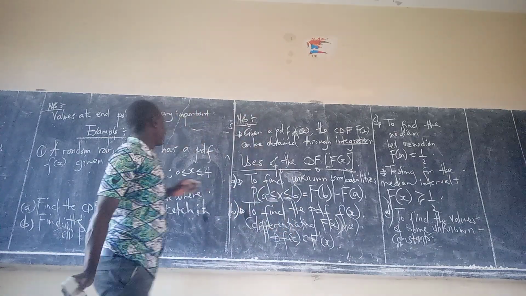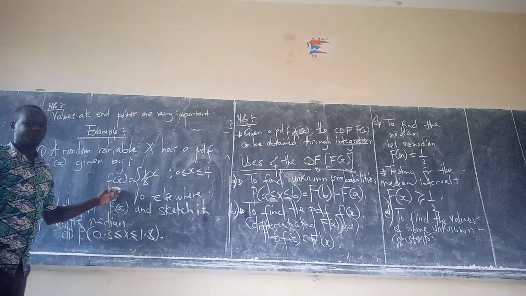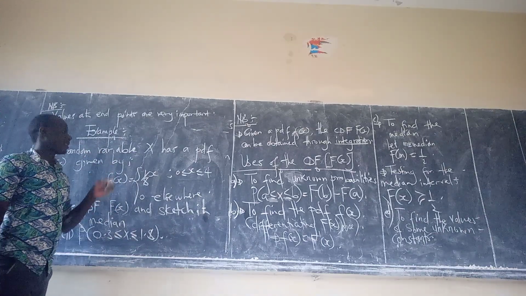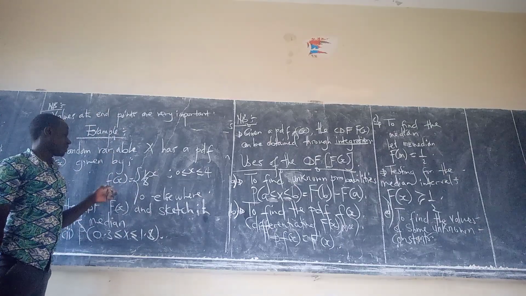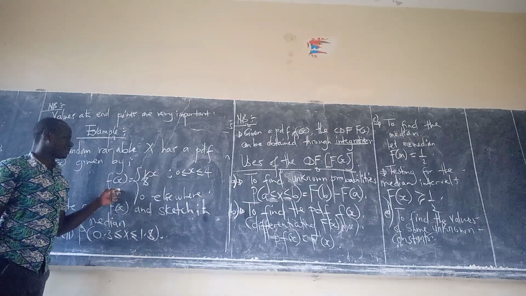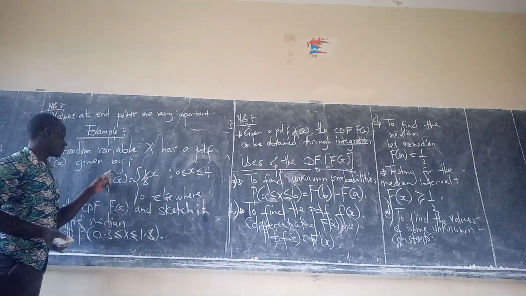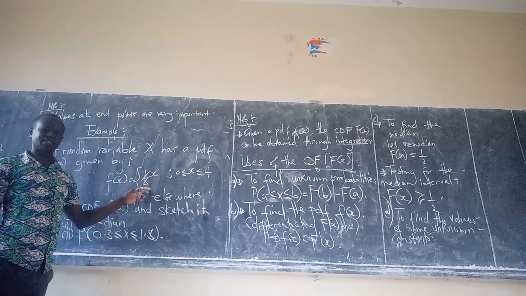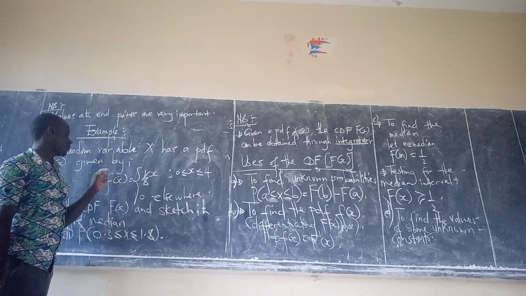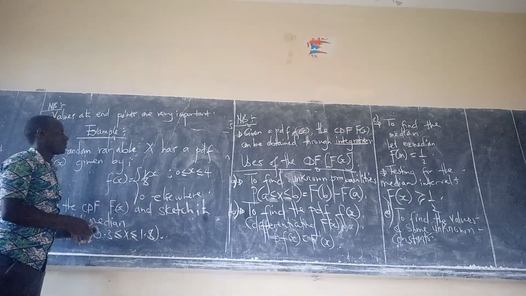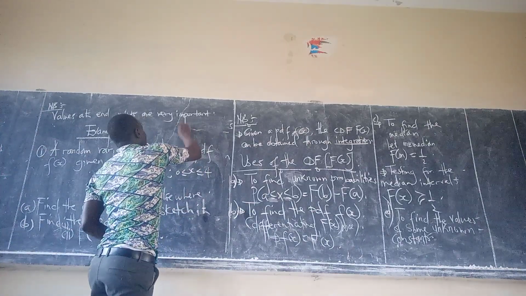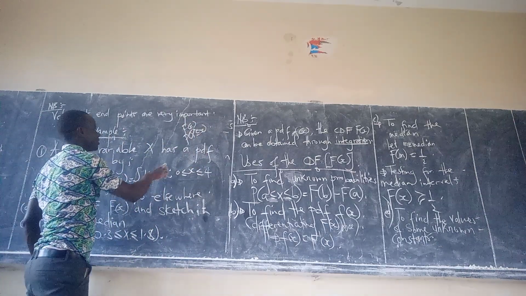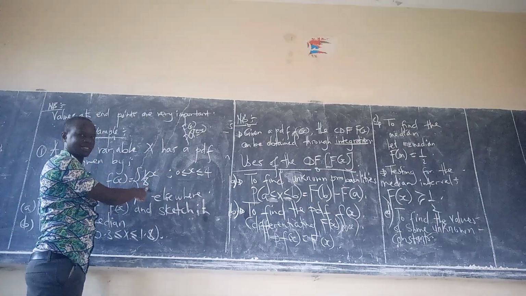Also, some questions may not say that this is a PDF or a CDF. They may say the random variable x has a probability function given by this. Then if that happens, it will imply that you look at this one. If this is capital F, it means the function is a CDF. They may either use capital F of x or probability capital X is less or equal to small x, and they say it's equal to something, so it will imply that this one is a CDF.